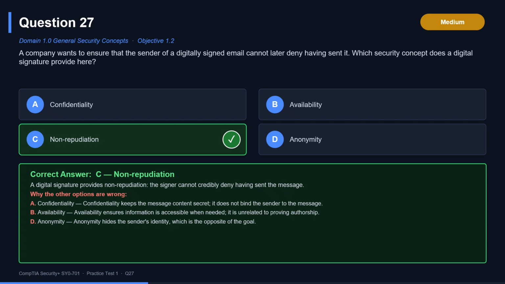Now, why the other options are wrong? Confidentiality is incorrect. Confidentiality keeps the message content secret. It does not bind the sender to the message. Availability is incorrect. Availability ensures information is accessible when needed. It is unrelated to proving authorship. Anonymity is incorrect. Anonymity hides the sender's identity, which is the opposite of the goal.